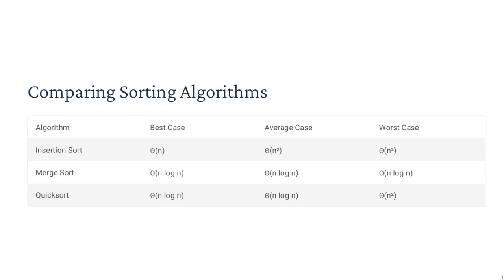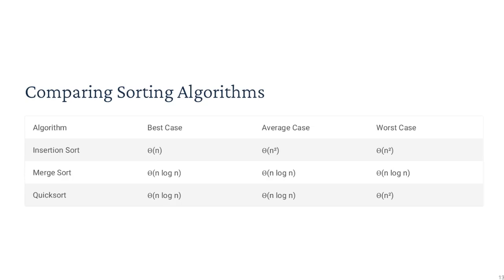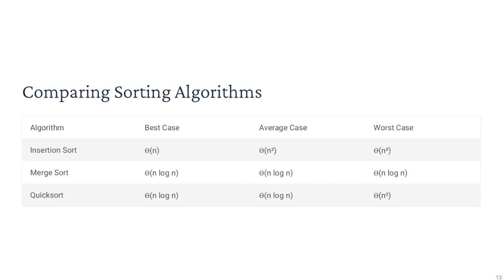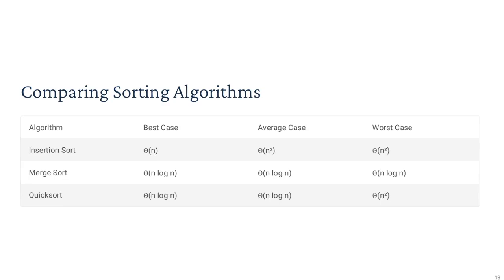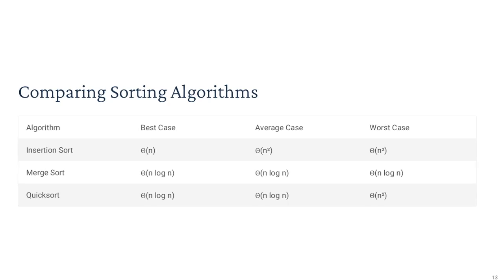Comparing sorting algorithms provides valuable insights into their strengths and weaknesses. Insertion sort excels in small, nearly sorted datasets with a best-case time complexity of Theta(n). However, its average and worst-case complexities of Theta(n squared) limit its use for larger datasets. Merge sort, with consistent Theta(n log n) performance across all cases, is ideal for large-scale applications. Quicksort, another popular algorithm, shares merge sort's average case performance but has a worst-case complexity of Theta(n squared). By understanding these differences, we can select the most appropriate algorithm for a given problem, balancing simplicity, efficiency, and scalability.